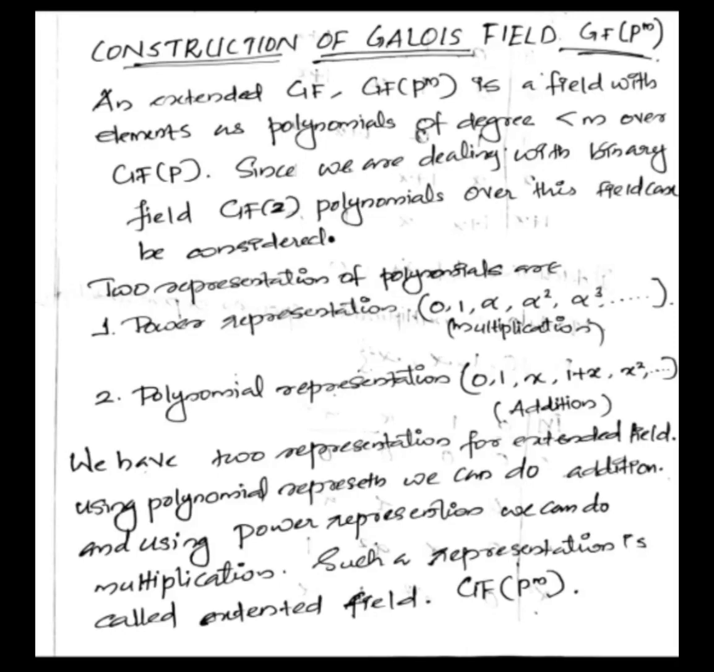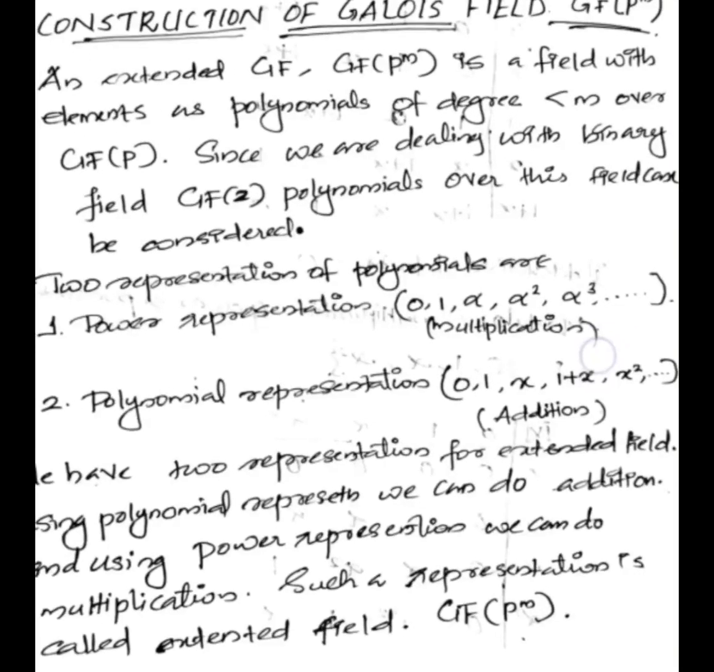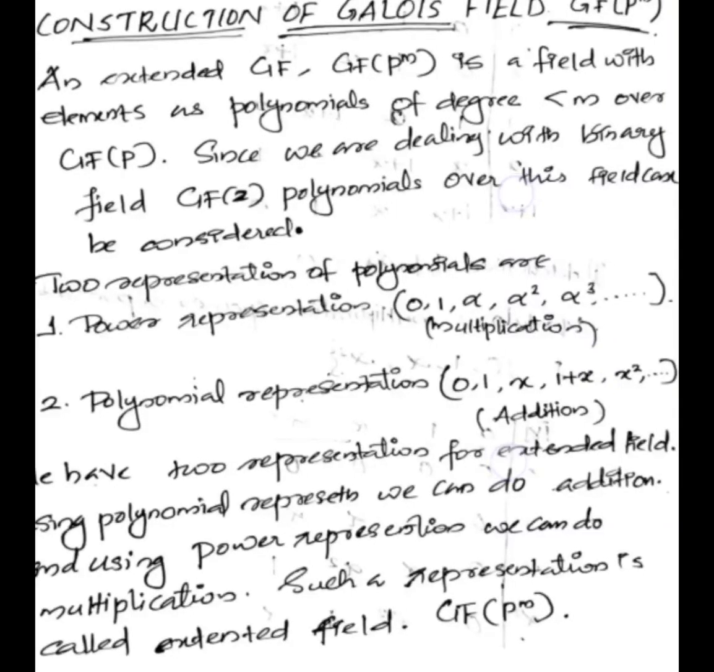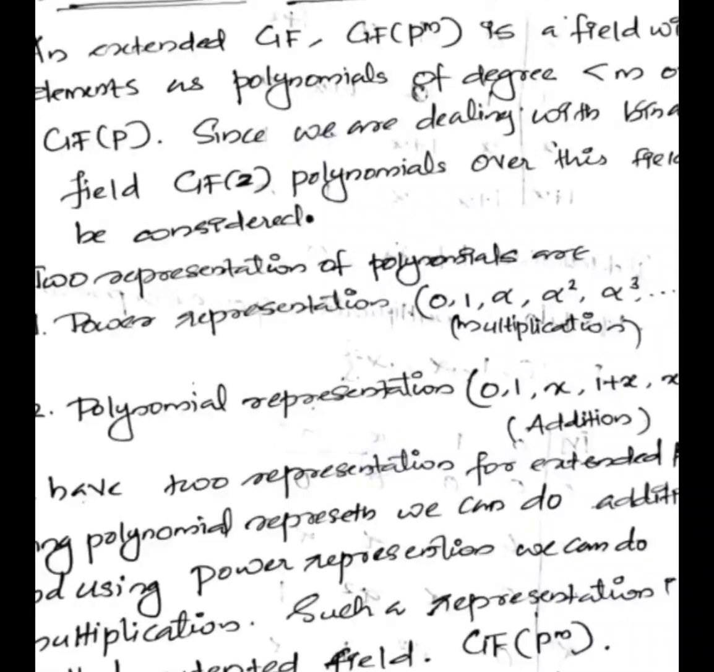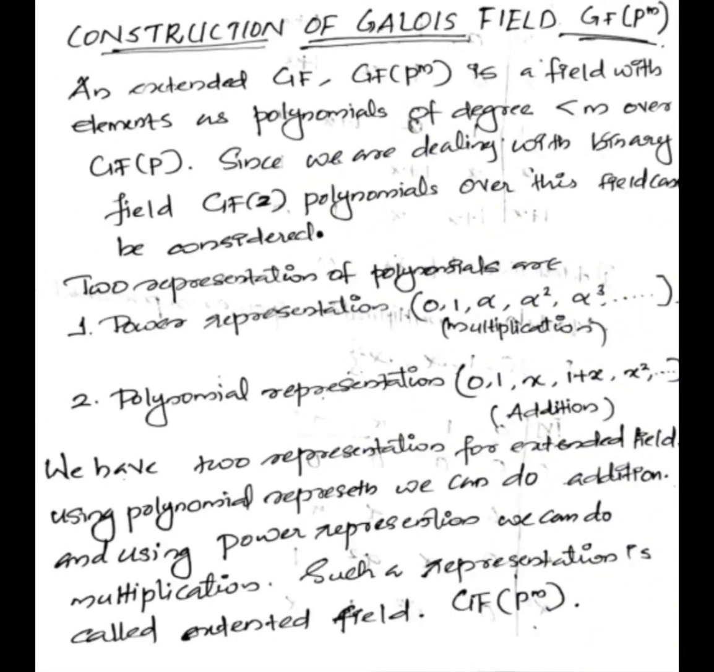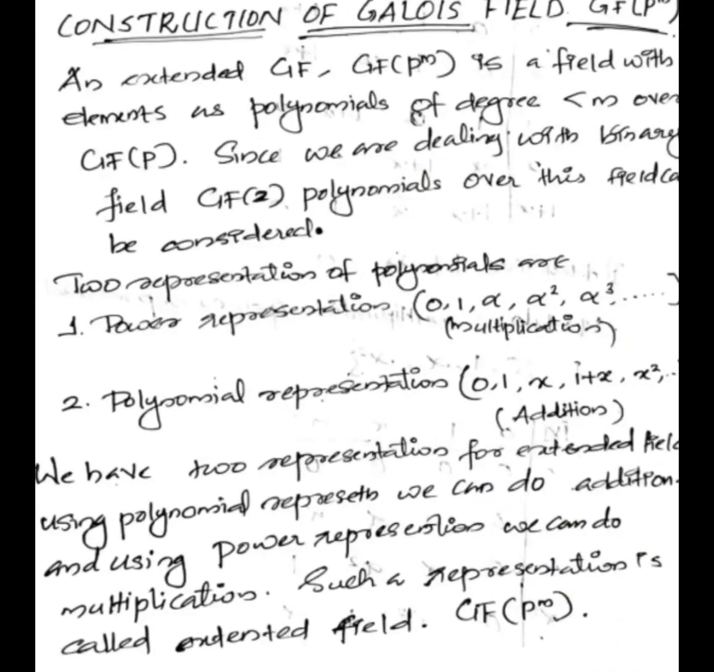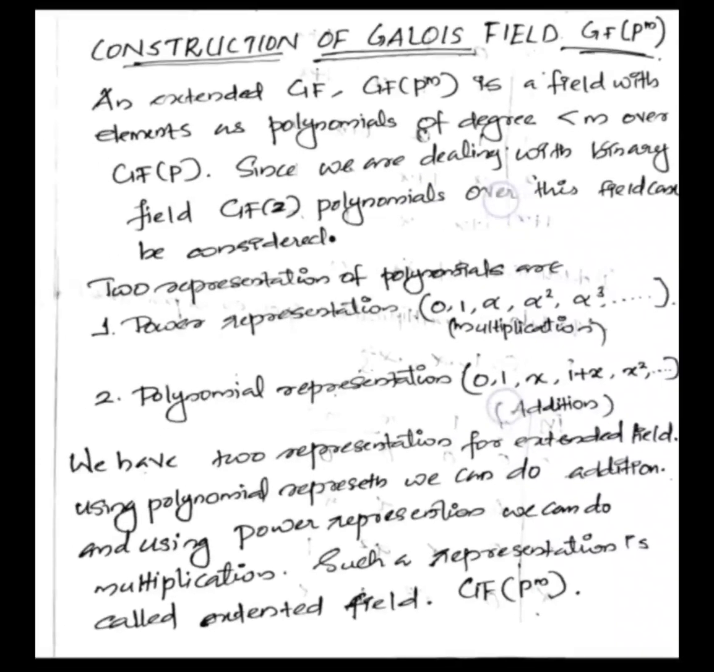Today's topic is construction of Galois field, that is Galois field of P raised to M. An extended Galois field of P raised to M is a field with elements as polynomials of degree less than M over Galois field of P. So Galois field of P is the GF of P, and the extended version of GF of P is GF of P raised to M. This is a field which has elements as polynomials of degree less than M. It is in the form of polynomial.